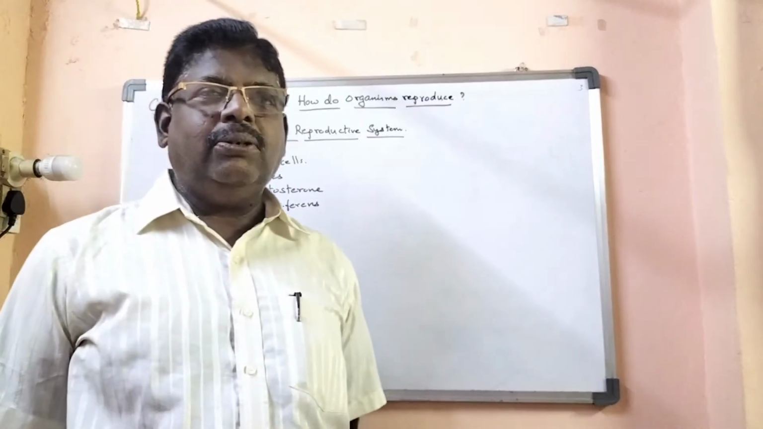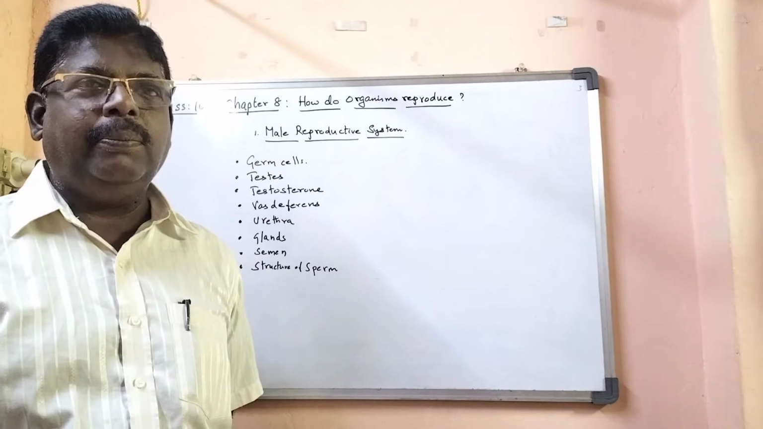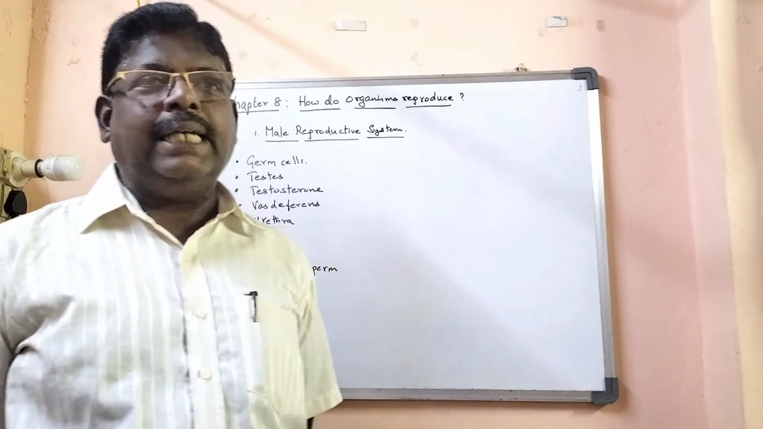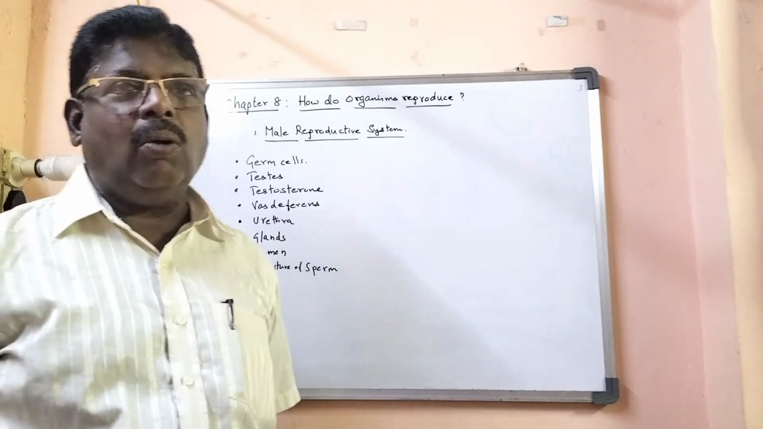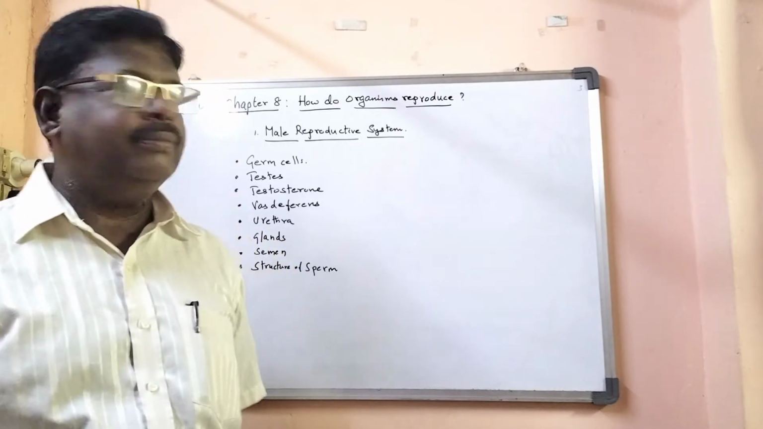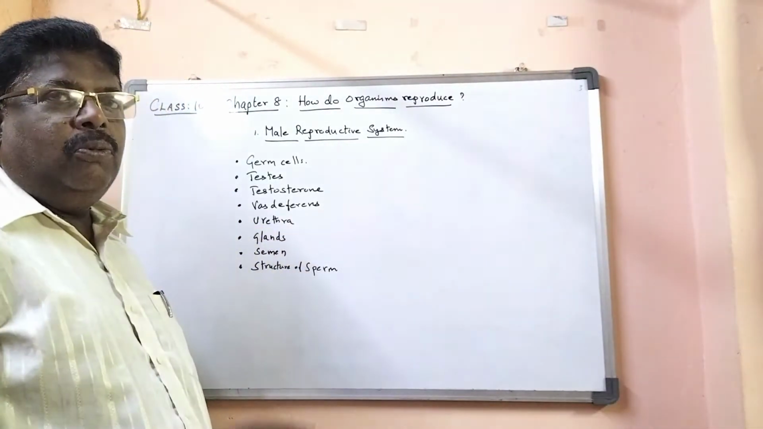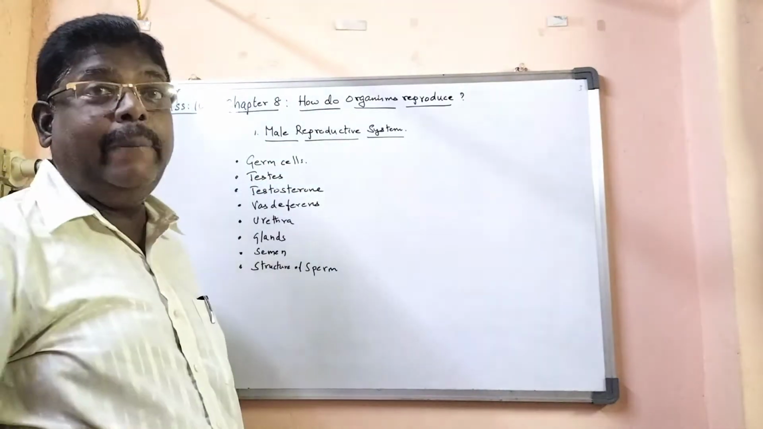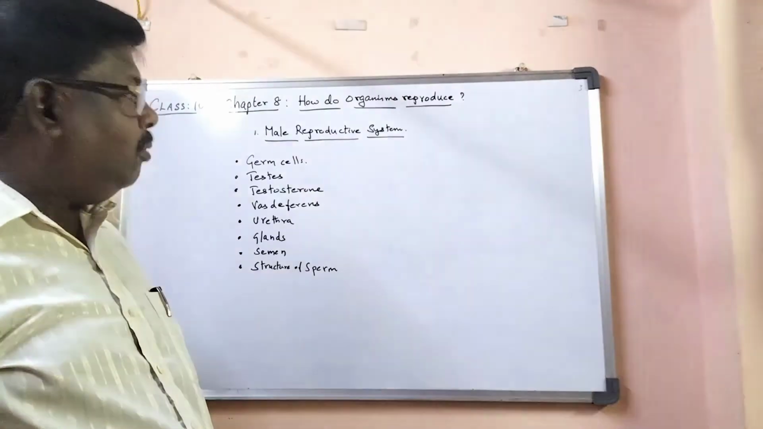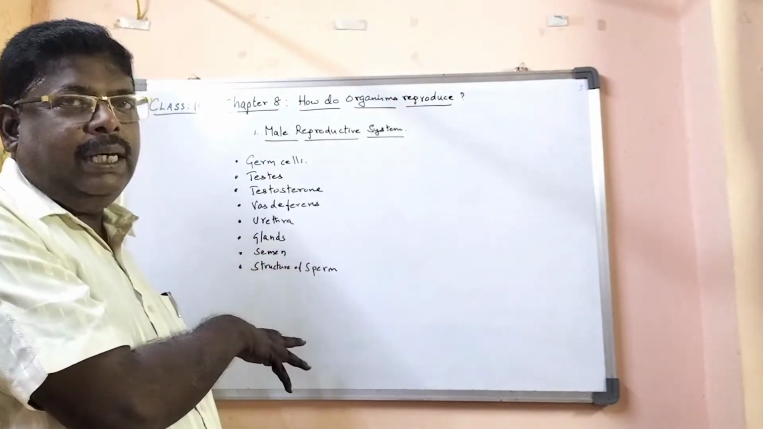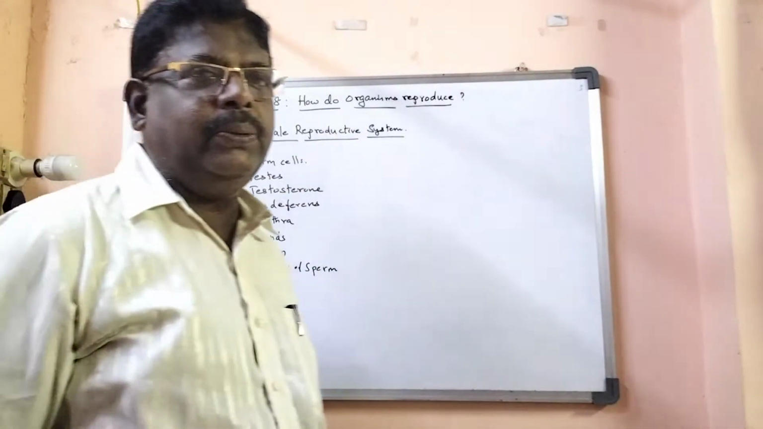In this video, I'm going to see about how do organisms reproduce. This is for class 10 chapter 8, how do organisms reproduce. So let's move on. First we'll see about male reproductive system. I have noted some keywords, and based on that, I'll explain to you.